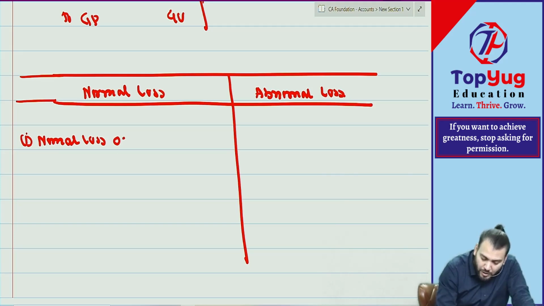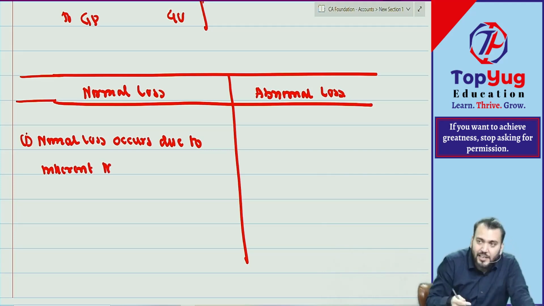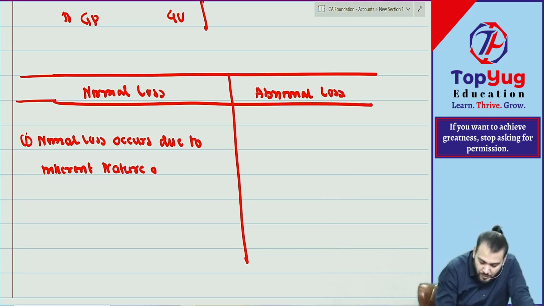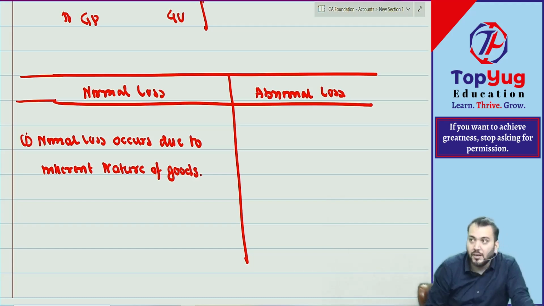Normal loss occurs due to inherent nature of goods. Inherent means due to inbuilt characteristics of that goods. Understood.